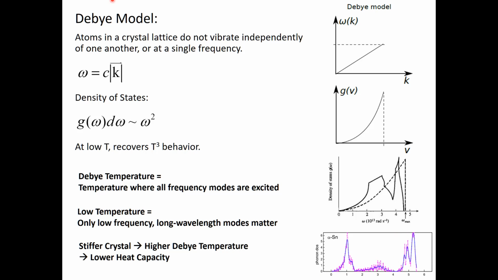Okay, in the Debye model, only low frequency, long wavelength modes matter at low temperature, and we get this T cubed dependence, which is what we wanted in the model, right?